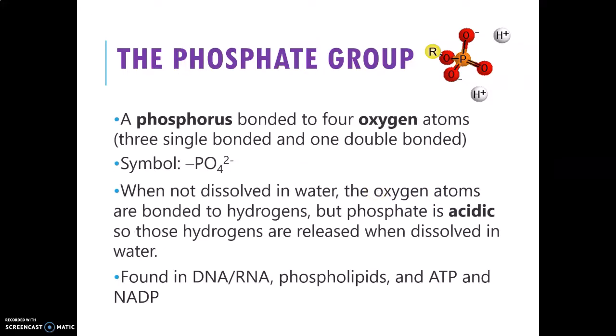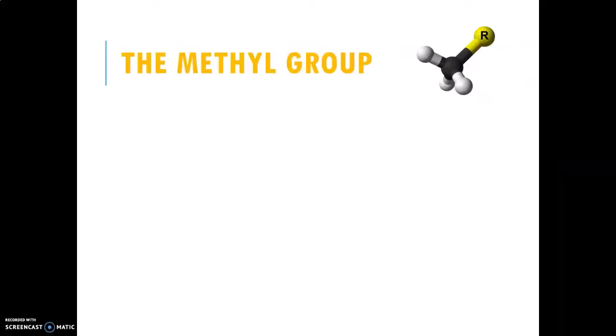So where do you find phosphate groups? Probably most famously in DNA and RNA. There's lots of phosphate in those molecules. Phospholipids, it's even part of the name. And then ATP, that energy molecule of the cell. NADP, I know you don't know what that is yet. We will discuss that in our next unit, which is about metabolism.